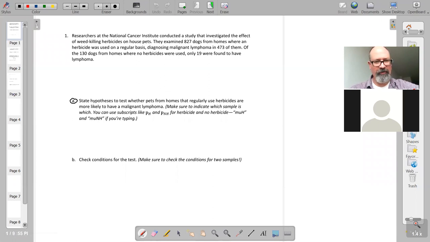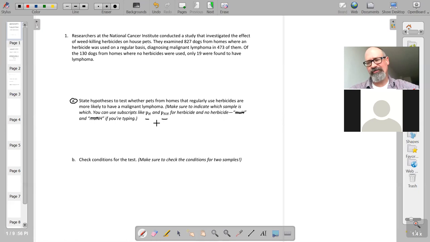I'd like to concentrate a little on A. So the problem itself suggests notation that you use. P sub H represents the proportion of dogs from homes in the population that get lymphoma from homes that use herbicide on a regular basis. And P sub NH represents the proportion of dogs with lymphoma from homes that do not use herbicide on a regular basis. So the concern is P, so proportion, right?